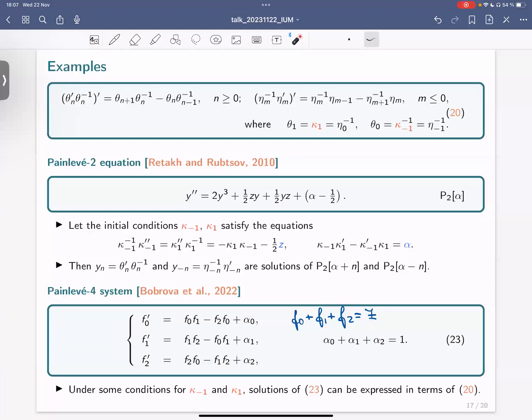So we also need to write down some restrictions on the initial conditions, kappa -1 and kappa 1, and they are huge. Because of this, I didn't write them here. But one can verify that under some conditions for initial functions kappa -1 and kappa 1, system 23 can also be solved in terms of quasi-determinants.